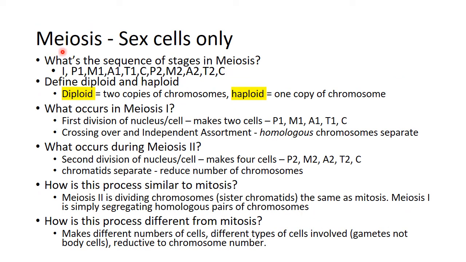So meiosis, my big note up here says sex cells only. That means only sperm and egg are actually created through the process of meiosis. And this is a much more complicated sequence. So you remember previously it was I, PMAT, C. Now, well, PMAT gets a little bit more repeated. So it goes through interphase. It makes G1, synthesis, G2 happen. Then it goes to P1. So prophase 1, metaphase 1, anaphase 1, telophase 1, and then cytokinesis.